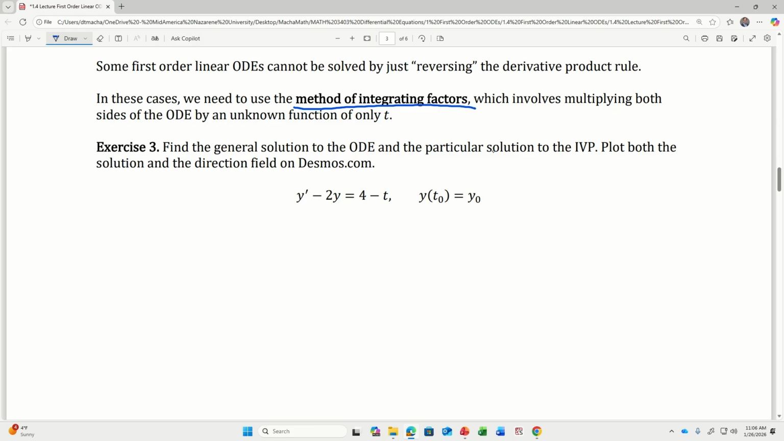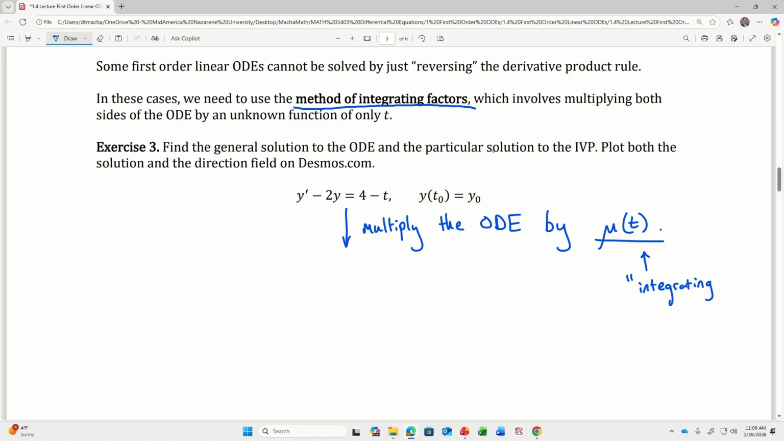All I have to do is multiply the entire ODE, left side, right side, every single term, by mu of t. This is called an integrating factor, and mu is the symbol that just about everybody uses for their integrating factors, and it's mu of t because this can be any function of t. Just a placeholder. We figure out what mu of t is going to be later.